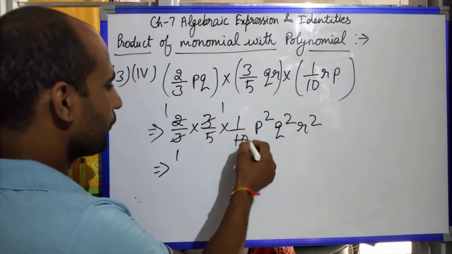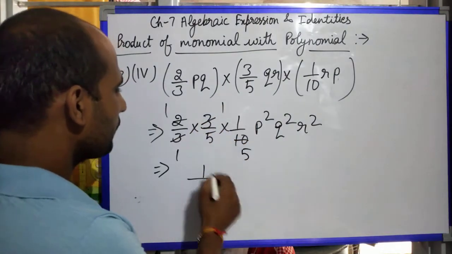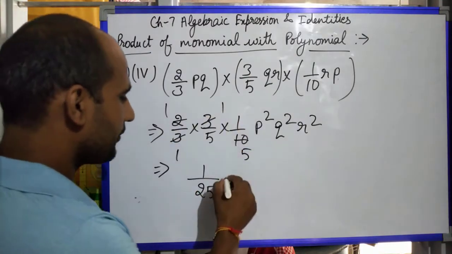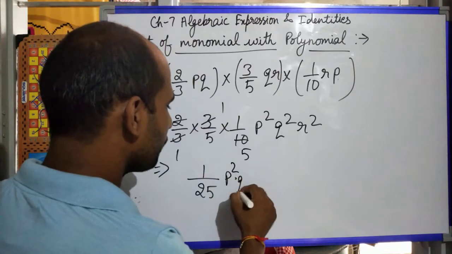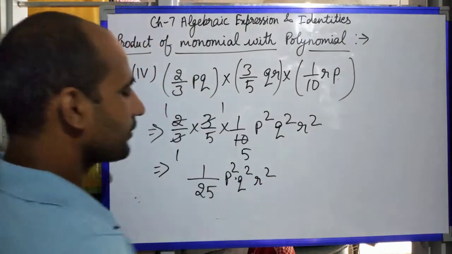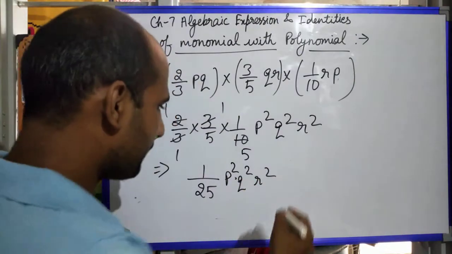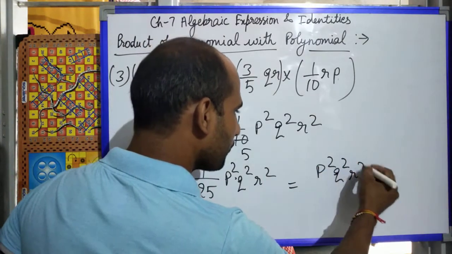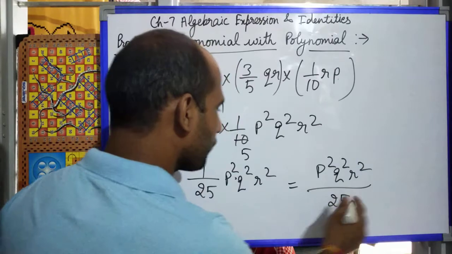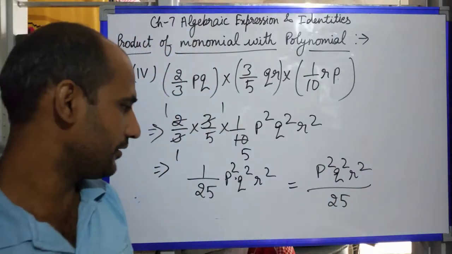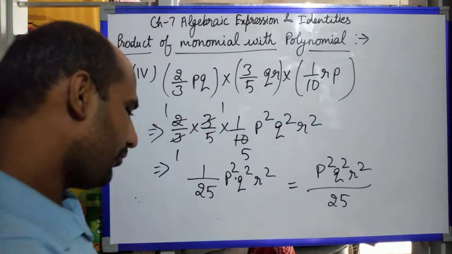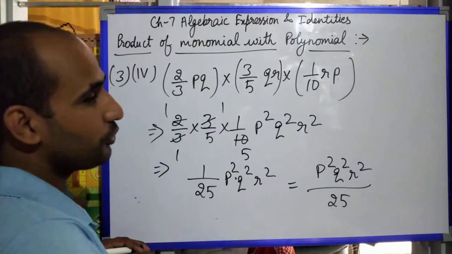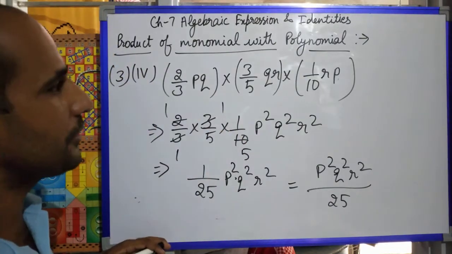2 1s are 2, 2 5s are 10, cancelling. So this is 1 in the numerator, 5 5s are 25, and this is p square, q square and r square. Sometimes you may find it written as p square, q square, r square divided by 25. Both are the same thing. So you can solve all of the questions of exercise 7.3 using this concept, monomial multiplied with any polynomial.